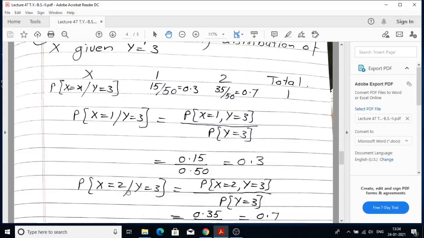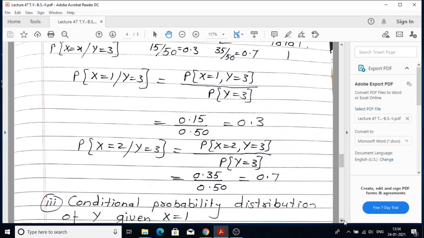Probability x is equal to 2 given y is equal to 3 is equal to probability x is equal to 2, y is equal to 3 divided by probability y is equal to 3. So x is equal to 2, y is equal to 3. We will see the probability.